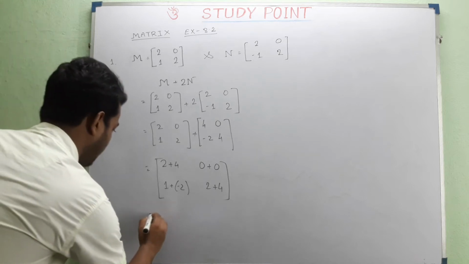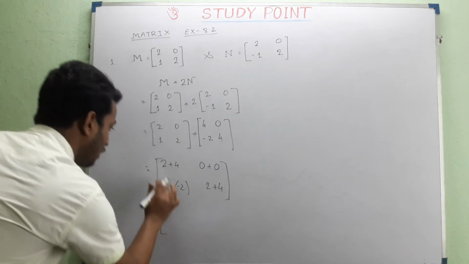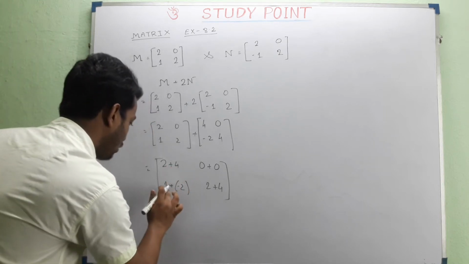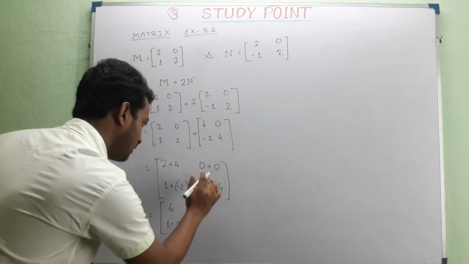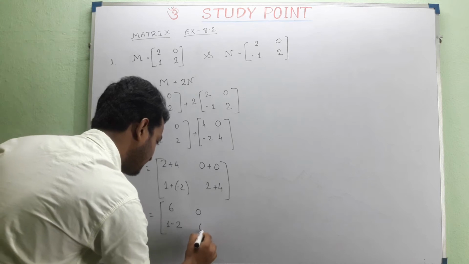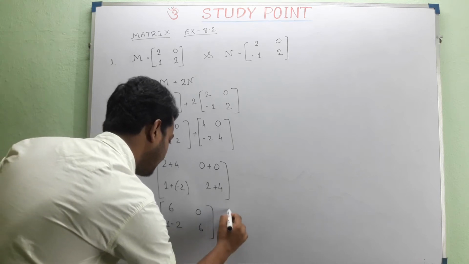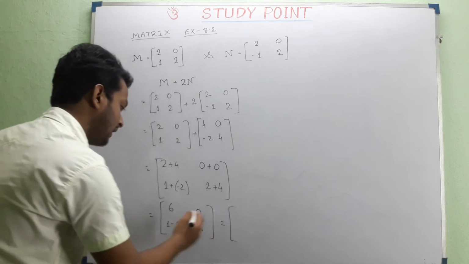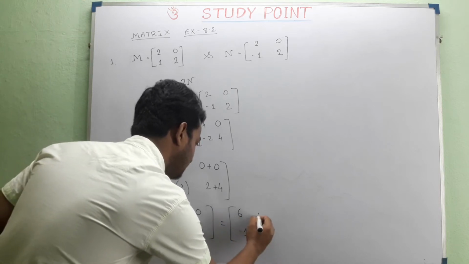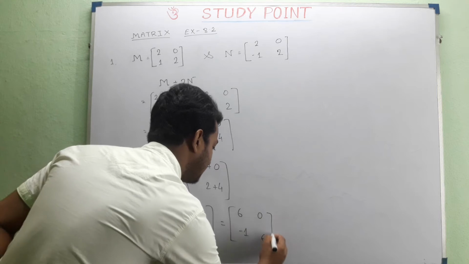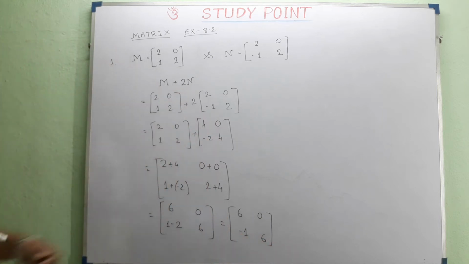Now after solving, what will be the answer? See, 2 plus 4 is 6, 1 plus minus 3 will be minus 2, 0 plus 0 is 0, 4 plus 2 is 6. Now again after solving, I am just writing the answer over here. It will be 6, minus 1, 0, and 6. So this is the value of m plus 2n that we have to find.